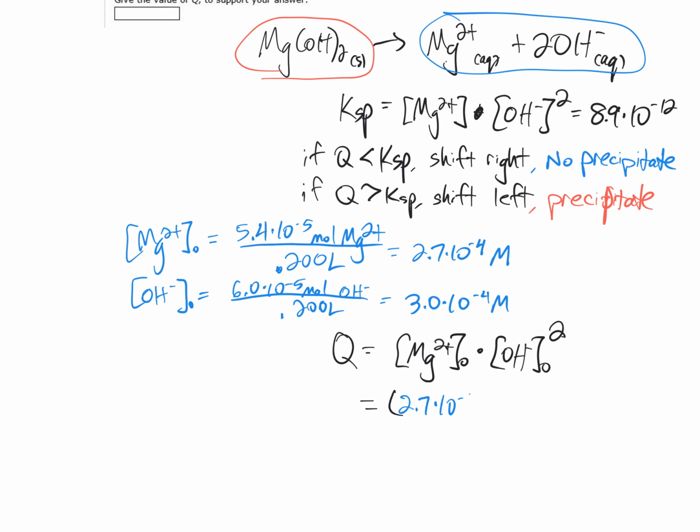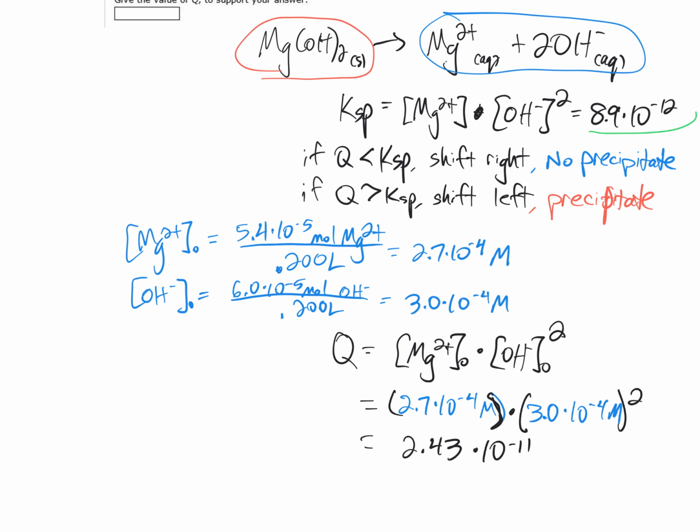For magnesium, in my case it was 2.7 times 10 to the negative 4th. And for hydroxide, 3.0 times 10 to the negative 4th. Don't forget to square that. And then punch that into your calculator. In my case, I'm getting 2.43 times 10 to the negative 11th.